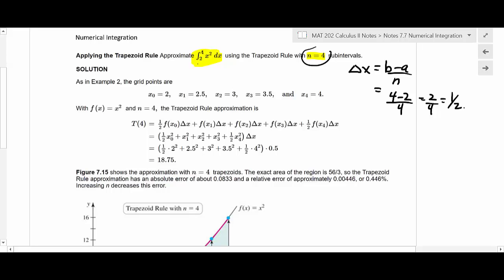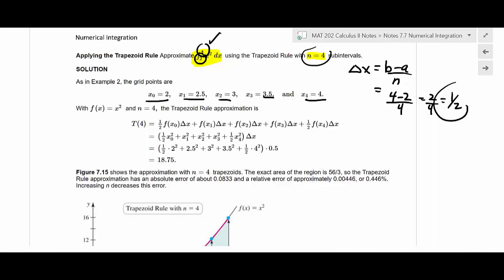So what you're doing on this is you're going by a half. You're starting with the lower limit, which is 2, and then you're just counting up by a half. So you're going to 2.5, 3, 3.5, all the way up to the upper limit of 4. That's the meaning of delta x. That's the distance between those values. We're going up by a half.